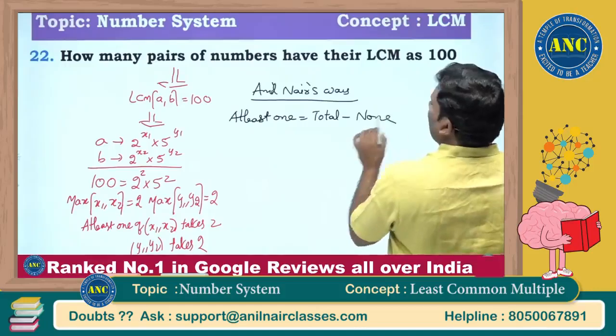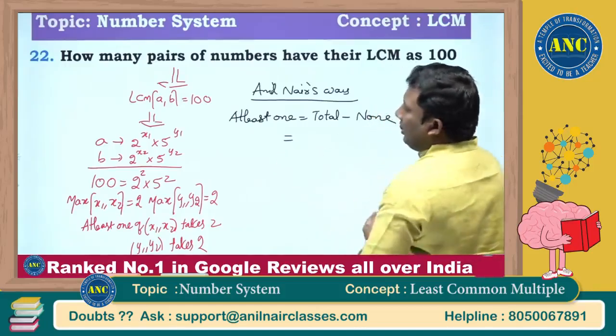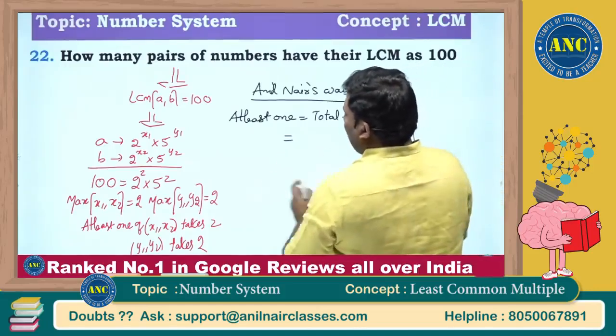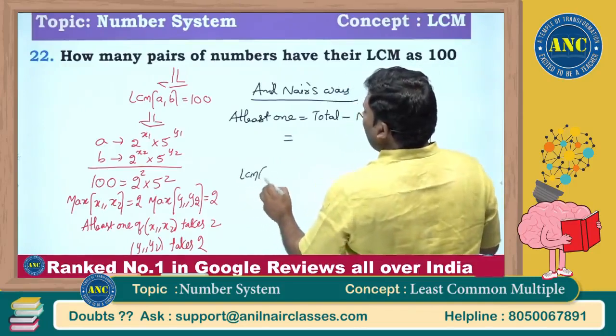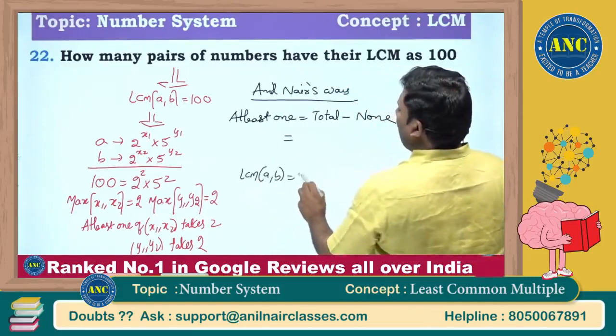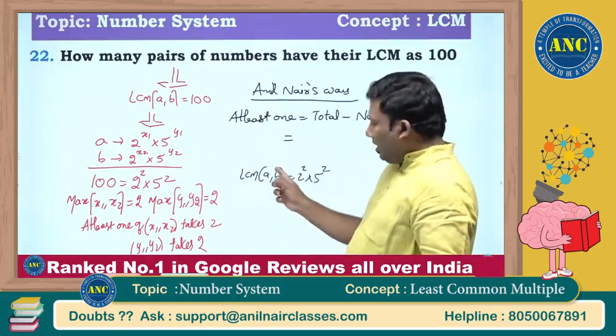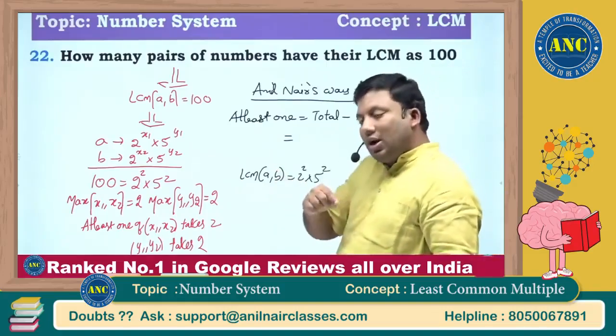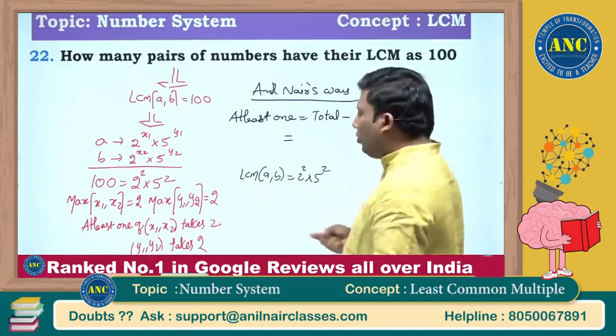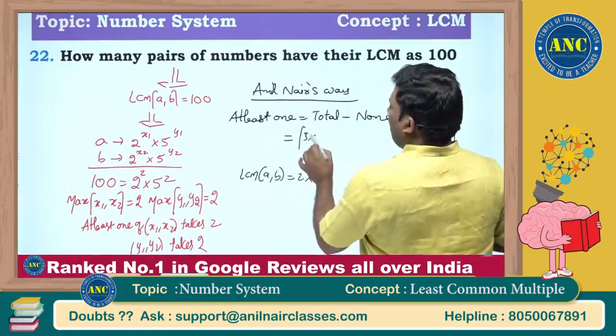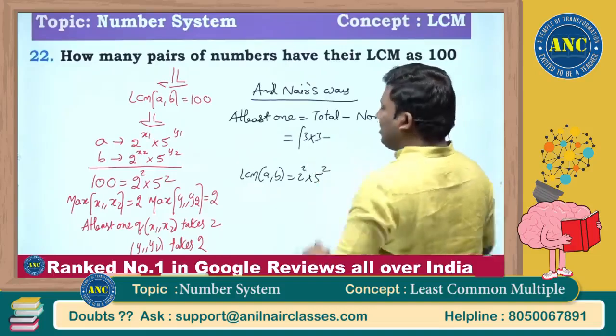Total minus none. Total cases. Tell me total cases, how much will it be? Question is LCM of A comma B equivalent to 2 square into 5 square. A can take how many cases? 2 power 0, 2 power 1, 2 power 2. 3 cases. B can also take 3 cases.